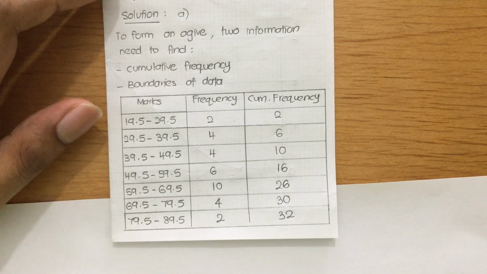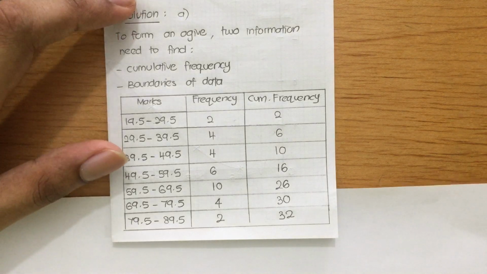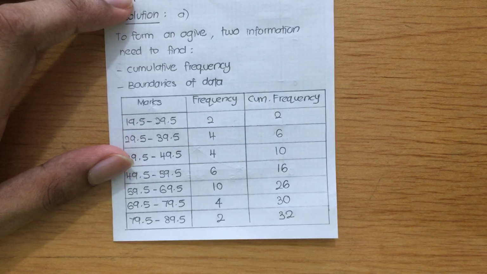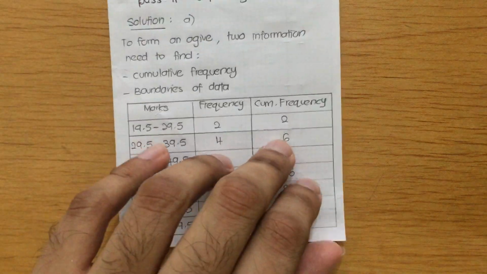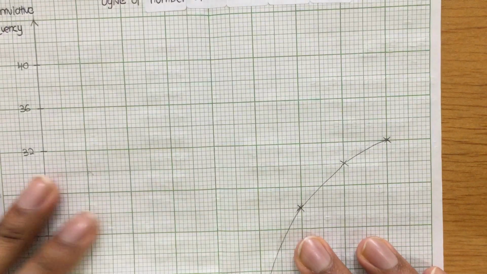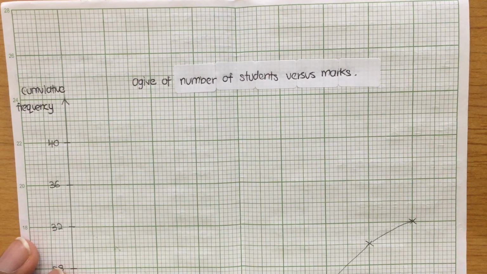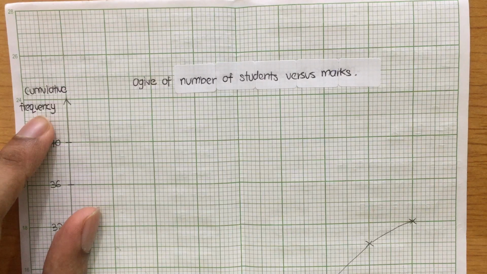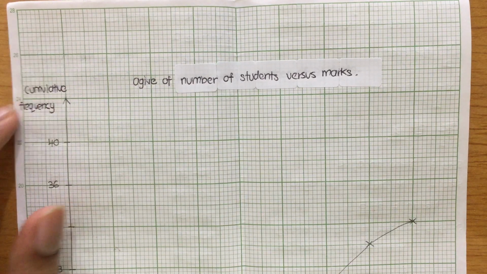By the way guys, I've already plotted the graph for you. Let me show you the graph of the ogive now. Basically guys, the ogive graph looks like an S kind of shape. Okay, this is your graph title, ogive of number of students versus mark. So this is your cumulative frequency, or you can even write number of students here also. It's up to you guys.